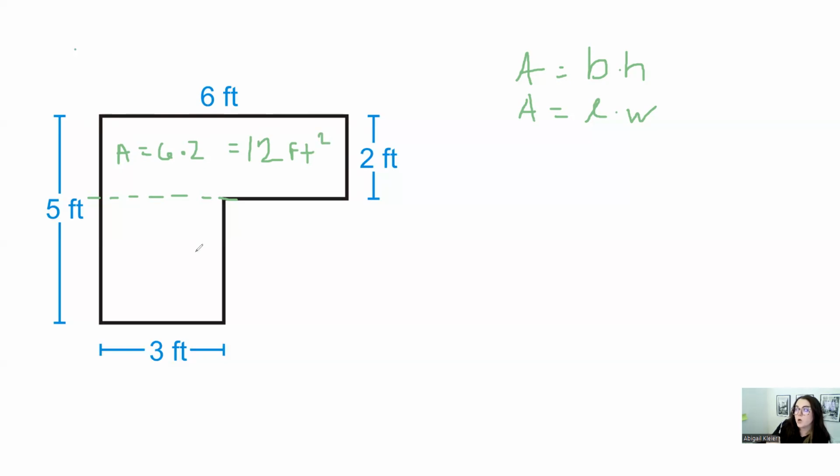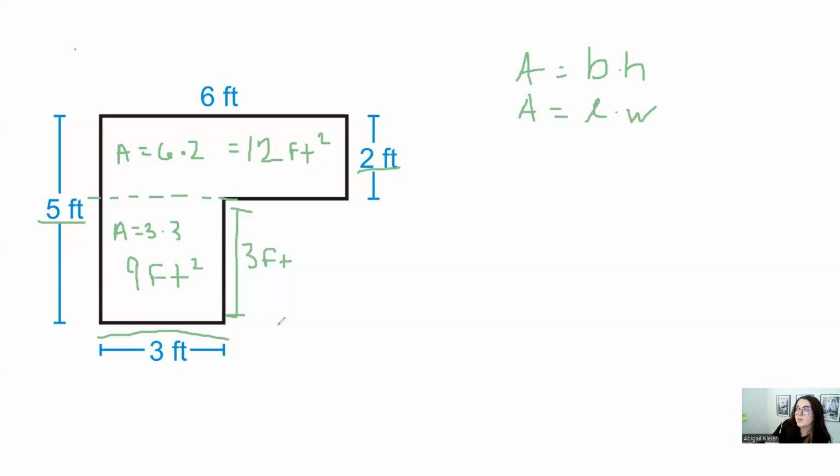Now I can go ahead and work on the area for my second rectangle. Now this one is a little bit different because I have been given the dimension down here of 3 feet. So I know that at the bottom, that's 3 feet. However, I need to calculate the height. So I'm going to use some clues. It says over here that the total height is 5 feet, and then this height over here is 2 feet. That means that this side right here has a height of 3 feet. So I can go ahead and multiply 3 times 3. That equals 9 feet squared.